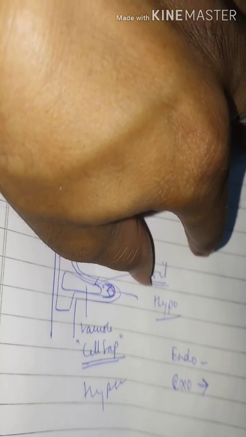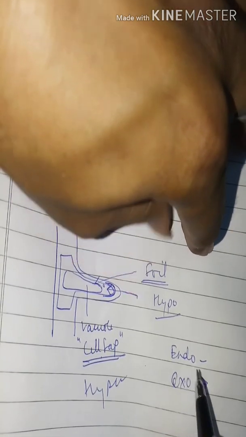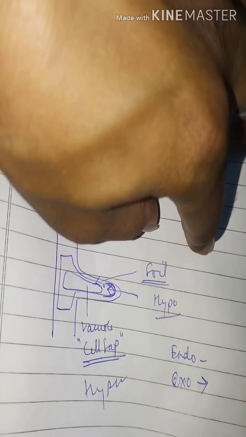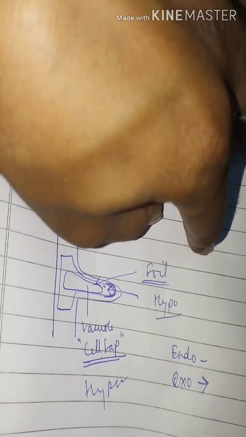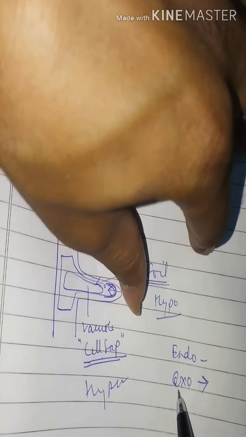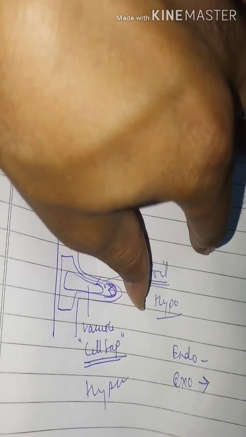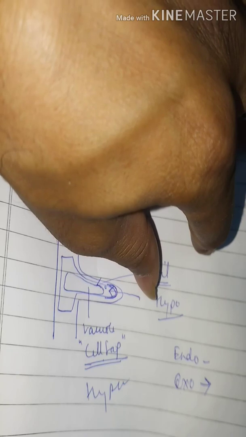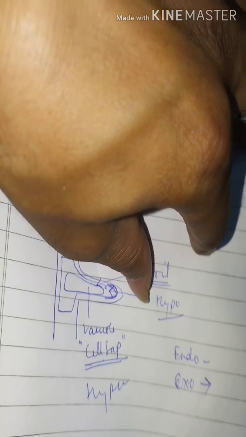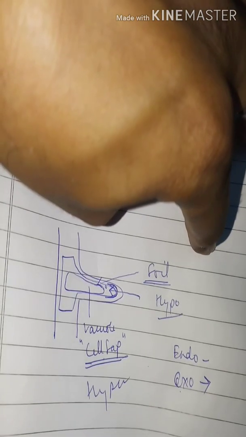Once more, endoosmosis means inward movement of water from the surrounding to the cell, and exo means it is the outward movement of water from the cell to the surrounding. Clear? Okay.